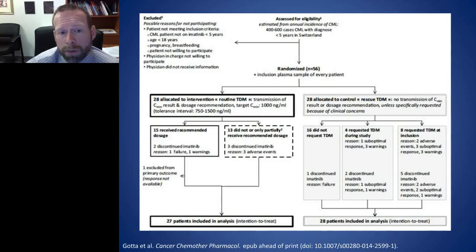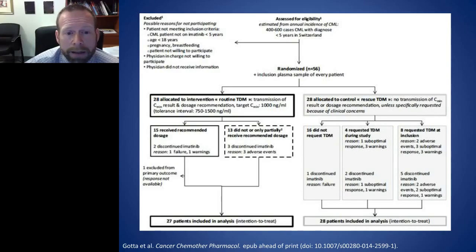So based on this work, they determined with a small number of patients, only 56, but they randomized to what they would call the rescue TDM group. This is a group that got standard treatment, but the patients were still getting the blood concentrations measured, and if the patients were doing poorly, they had the ability to go back in and access the blood concentration data and make dosage adjustments based on that.